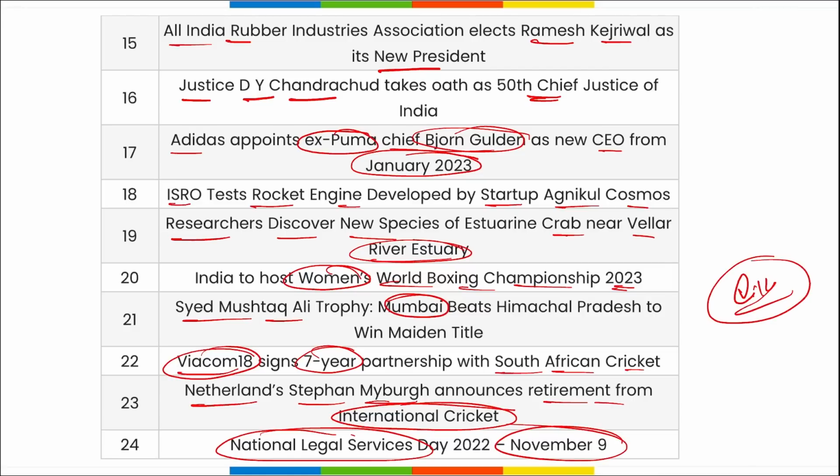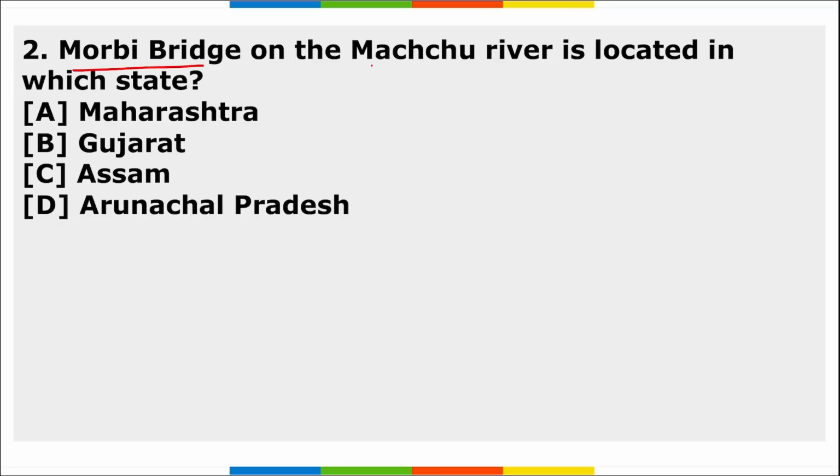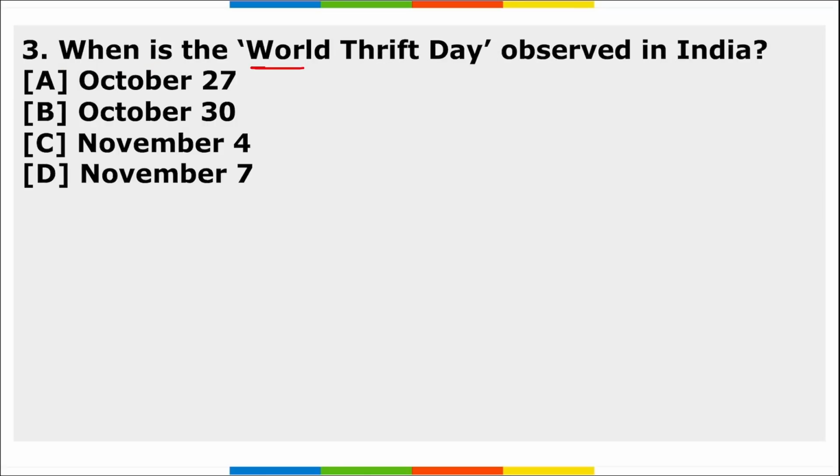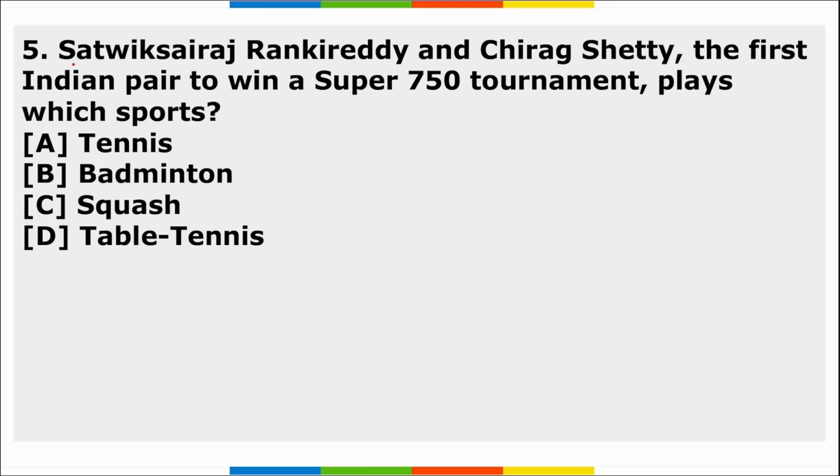Now let's go for a homework section. The first question is, which country's president is mandated to bring out the national security strategy? Morbi Bridge on the Machchhu River is located in which state? Third, when is World Thrift Day observed in India? Fourth, which union ministry signed an MOU with FIFA and AIFF to implement the Football for Schools initiative? Fifth, Satwiksairaj Rankireddy and Chirag Shetty are the first Indian players to win a Super 750 tournament. They are related to which sport?